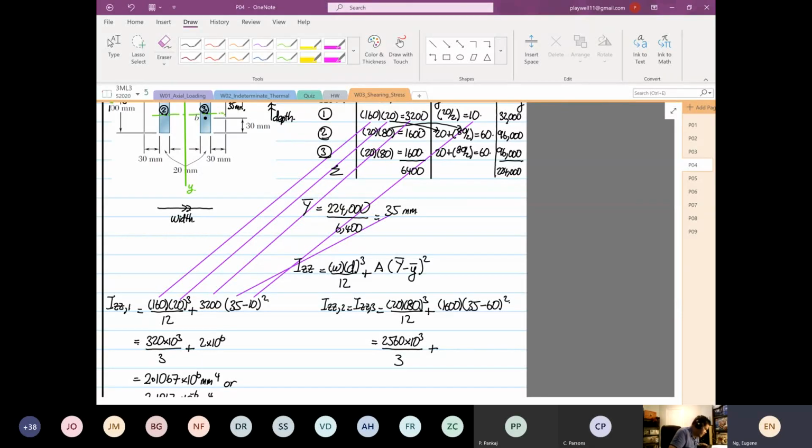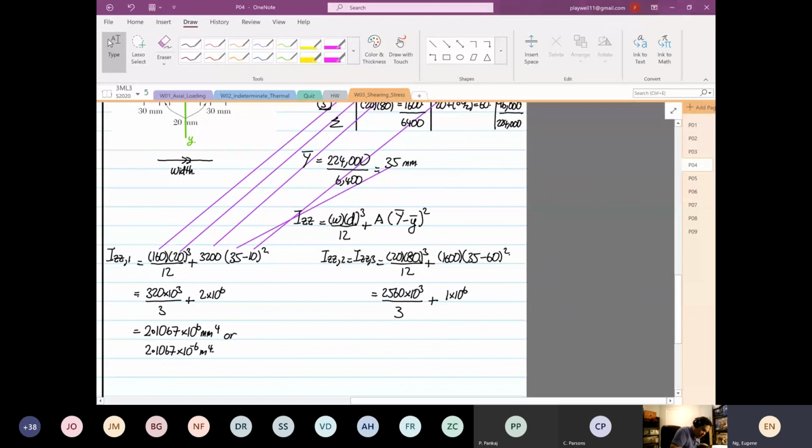power of 6. Okay, 1 times 10 to the power of 6. So this will be equal to 2560 to the power of 3 divided by 3 plus 1 to the power of 6. So this will be equal to 1.853 times 10 to the power of 6 millimeter to the power of 4, or 1.8533 times 10 to the power minus 6 meter 4.